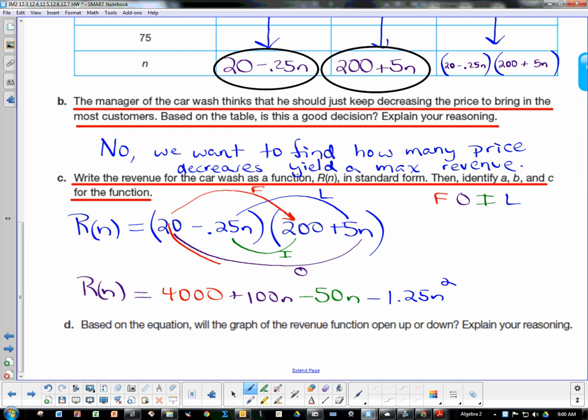Now, if you're going to write this in standard form, watch carefully. You want the degree of the function, the largest exponent, to come first. So R of n is equal to negative 1.25n squared. Then, look at these two. These are like terms. 100n minus 50n is 50n. So we'll go plus 50n, and finally, plus 4,000. That, folks, is in standard form. There it is.